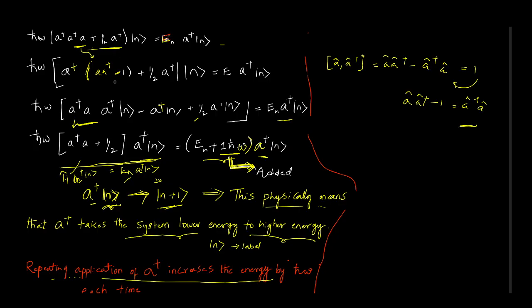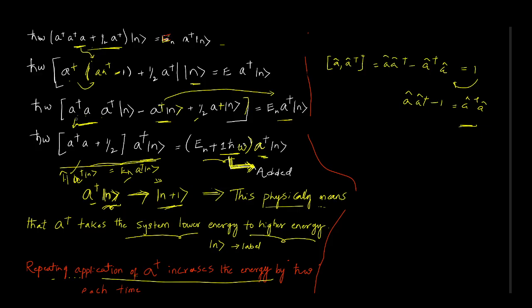And if you take a dagger into the bracket, what happens? A dagger will remain into ket state, minus a dagger ket, plus half a dagger ket, which is equal to E a dagger ket. And if you take this a dagger ket to the other side, which is multiplied with the h cross omega actually.